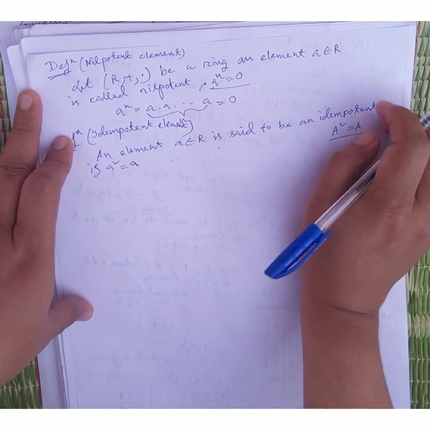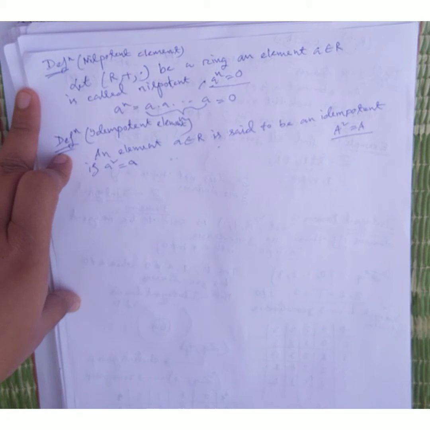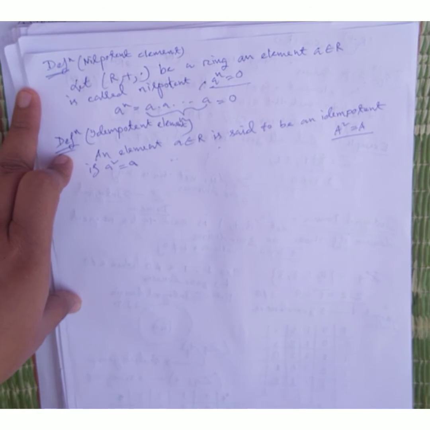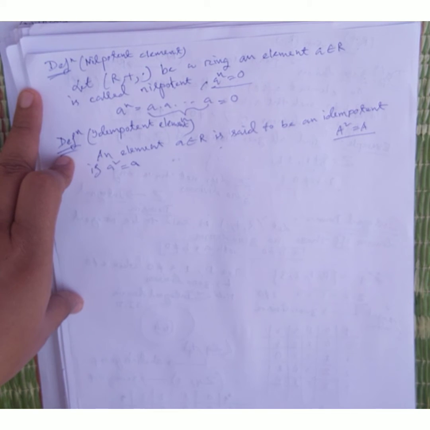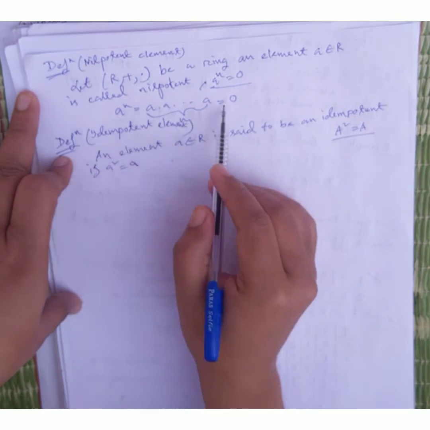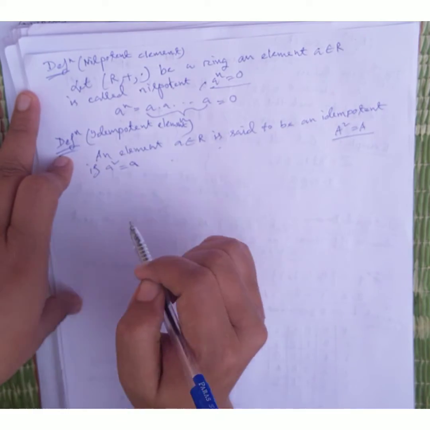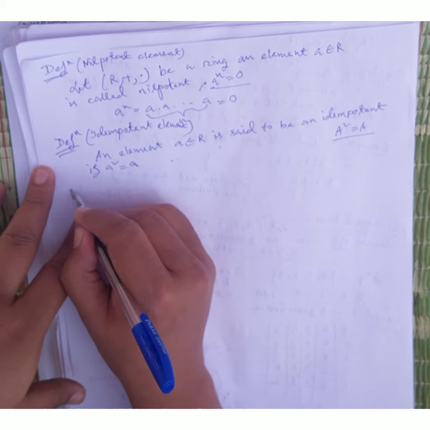This matrix is called an idempotent matrix. You have learned the idempotent matrix. And similarly, for the nilpotent matrix, when A is a matrix and A to the power n is equal to 0, then this matrix is called a nilpotent matrix. Similarly, a nilpotent element is the same: a to the power n equals 0, and a square equal to a, meaning capital A square equal to A, is an idempotent element.